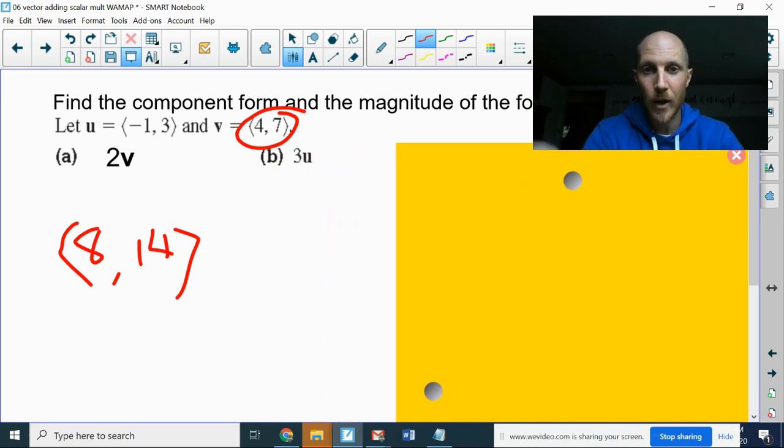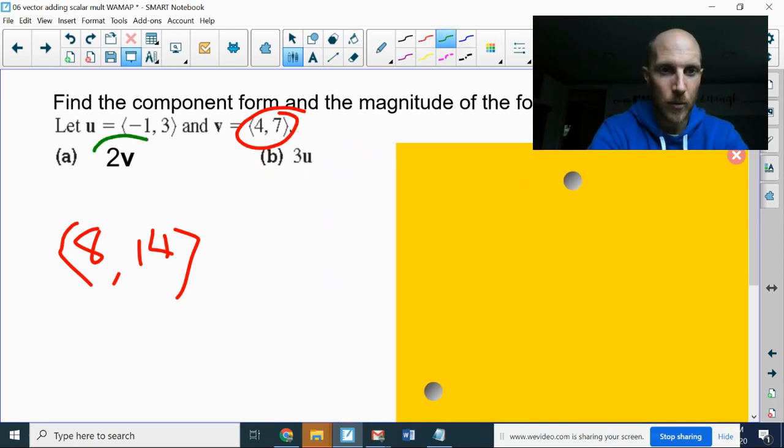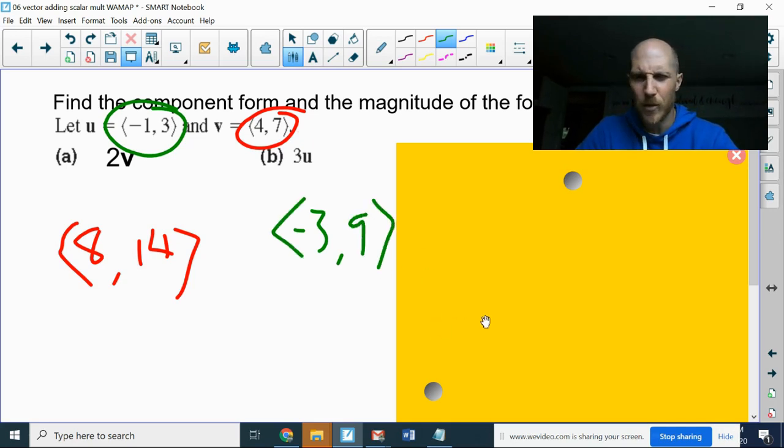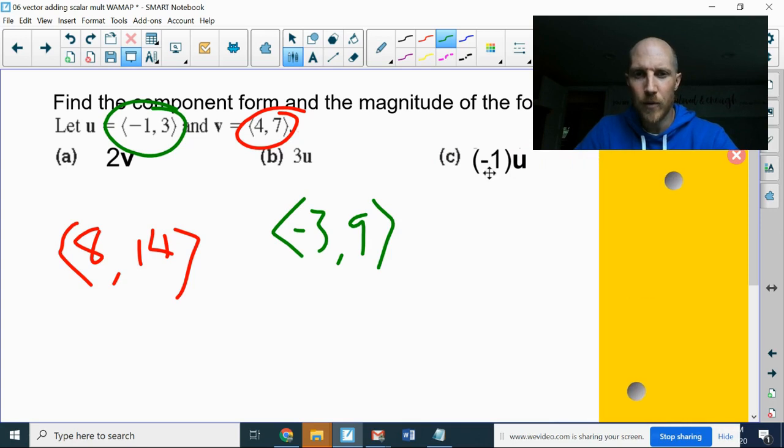Now I'm going to do 3 times the vector u. Whoops, circling the wrong thing. Let's call u green. So multiply both the -1 by 3 and also this 3 times 3. So that's going to be -3 and 9. Negative numbers don't make any difference. We can multiply negative numbers. What if I was going to multiply vector u times -1? Oh man, that's actually not so bad. I'm going to take this -1 and multiply by -1 again. I can take this 3 and multiply it by -1. So I'm going to end up with +1 and -3.